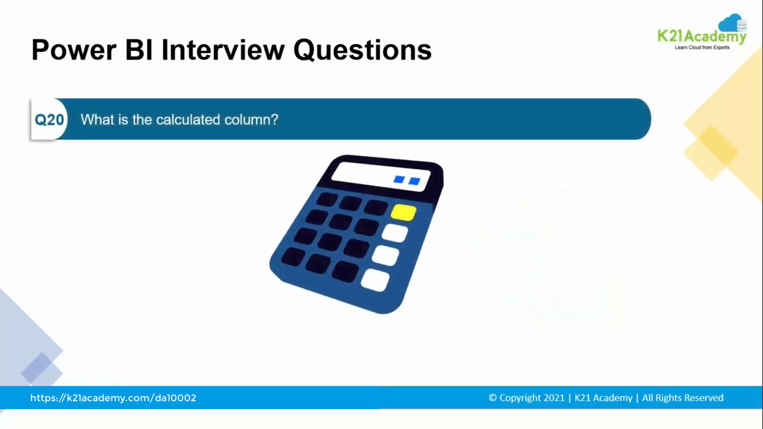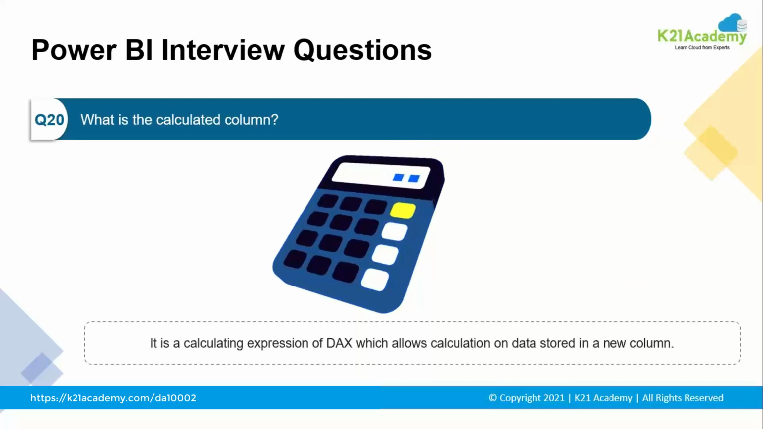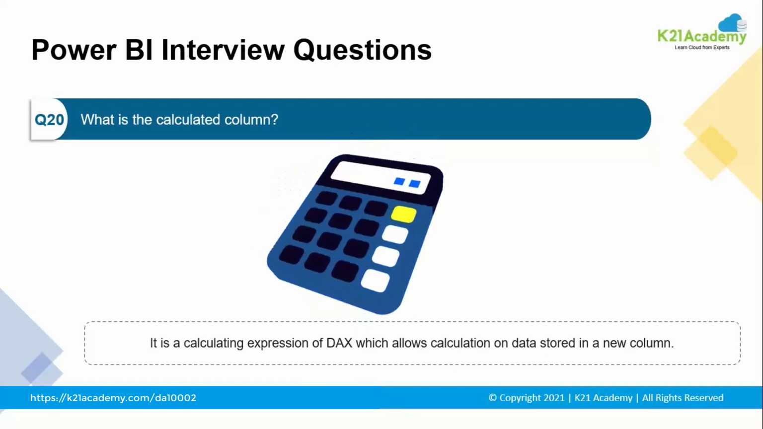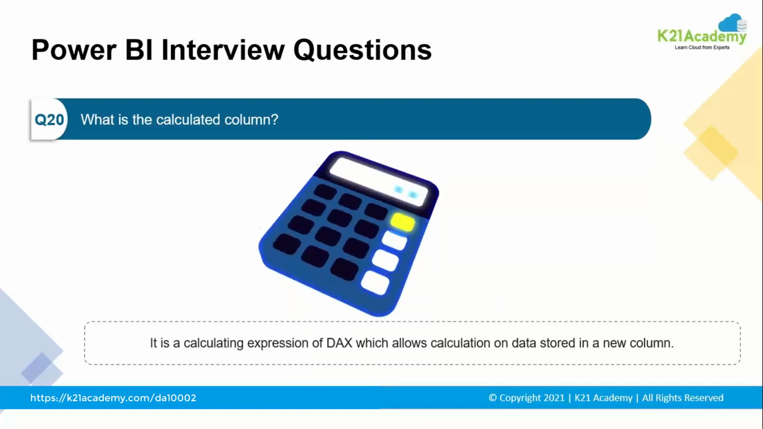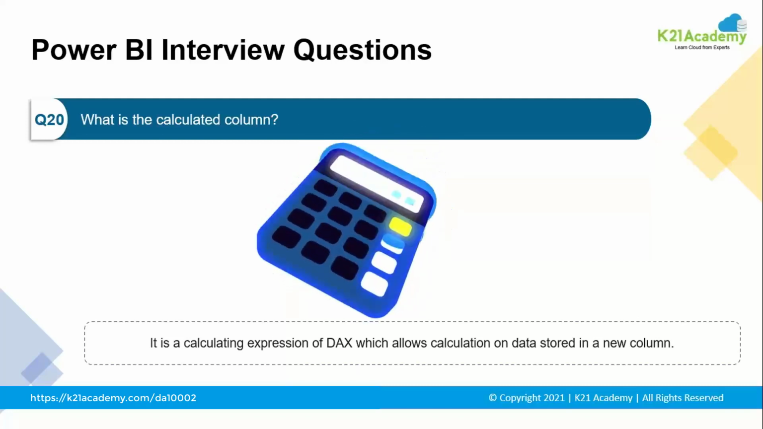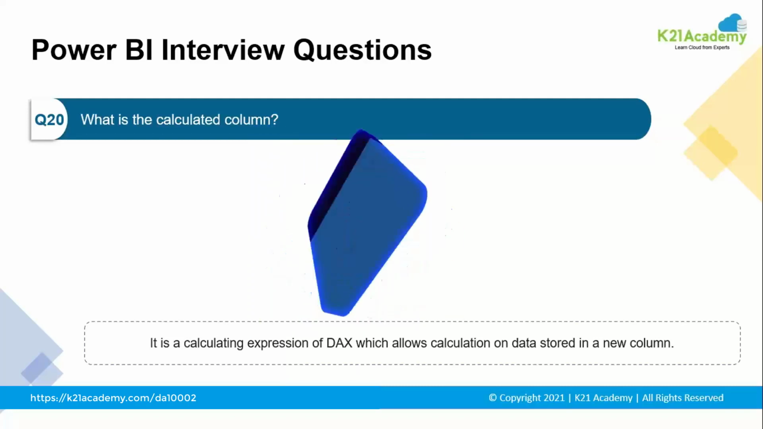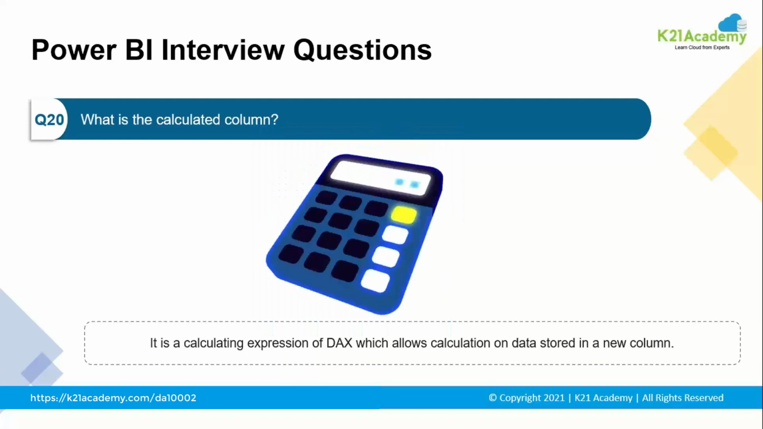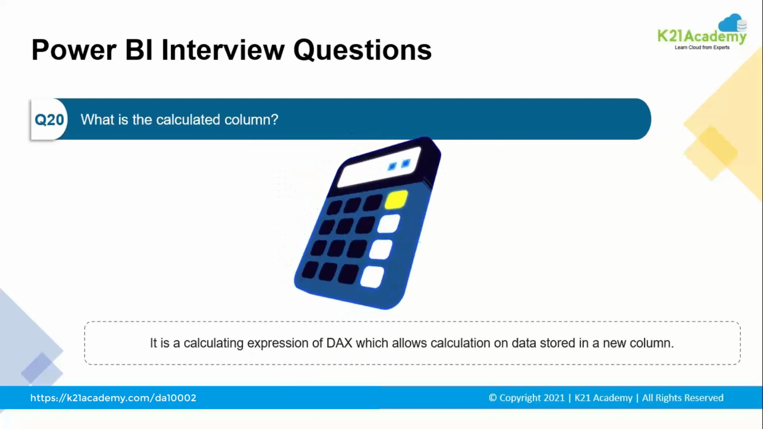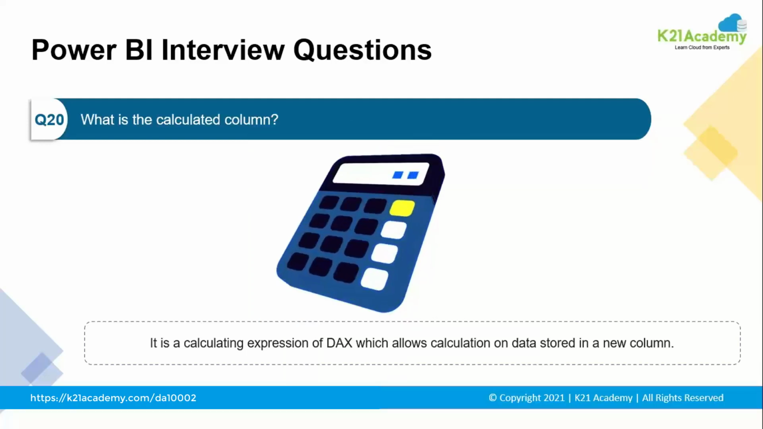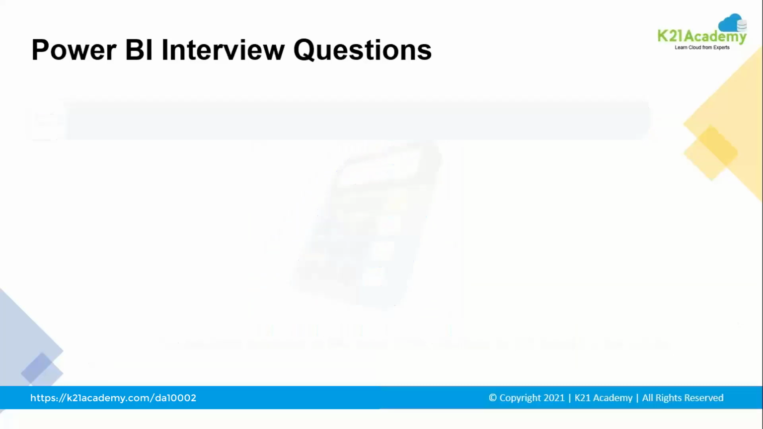So moving on to the next one, what is a calculated column? Well, a calculated column uses DAX expressions which allow you to calculate data stored in a new column. As I mentioned earlier, with the help of DAX, we can perform mathematical equations. Let's say you want to calculate an average of a column, you can just use a DAX function for that.